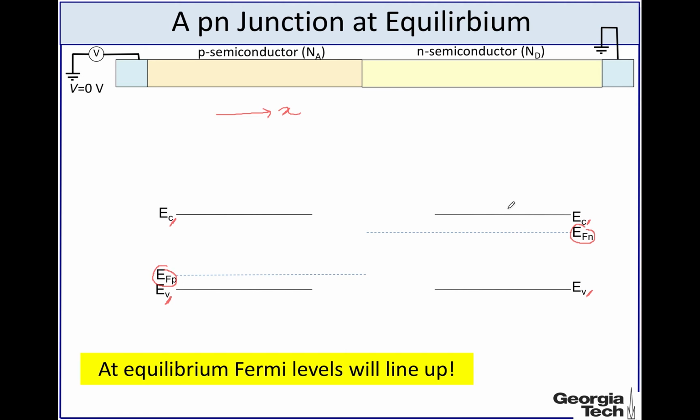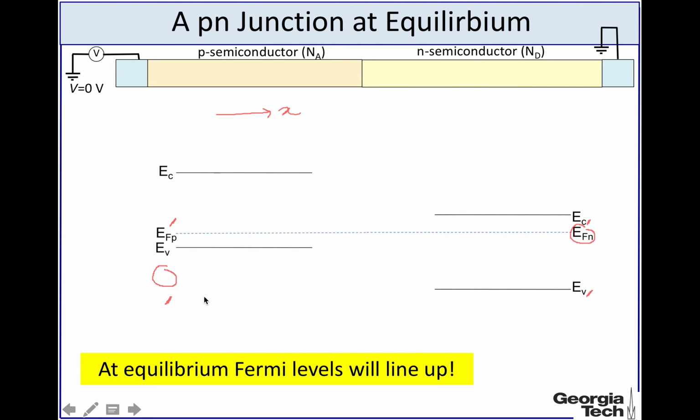Alright, so now we have to line these Fermi levels up. And how can we do that? Because these are energies, they are relative, so we can just fix one side and move the other side's energy levels, and if we do that, this is what will happen.